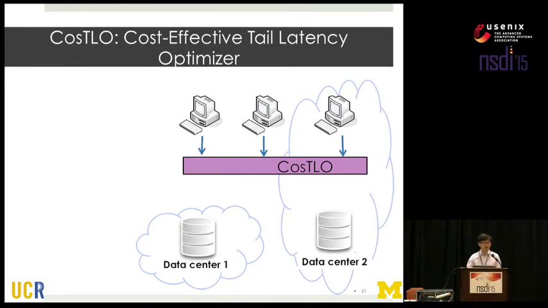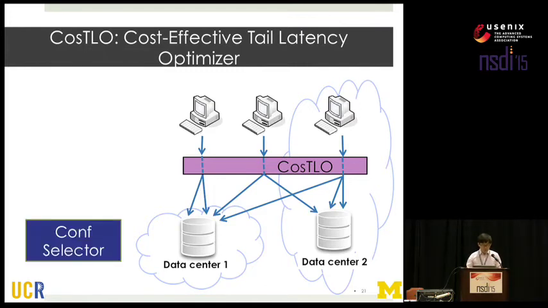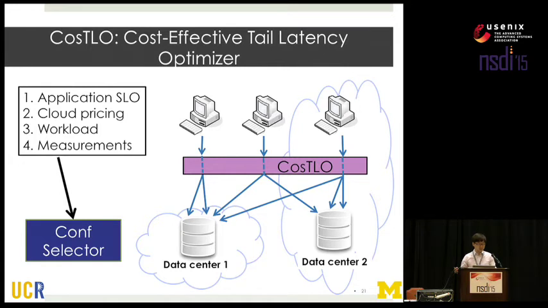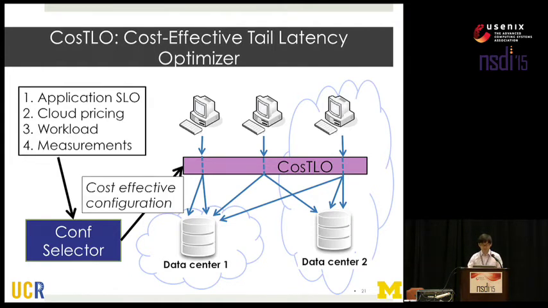But how does CosTLO know how to issue redundant requests? There is a central configuration selector that finds a configuration for each client. And the configuration selector will take four types of inputs: two static inputs, the application service level objective and the cloud pricing, and two dynamic inputs, the application workload and the cloud storage measurements. And then the configuration selector will combine all this information and find the cost-effective configuration for each client.